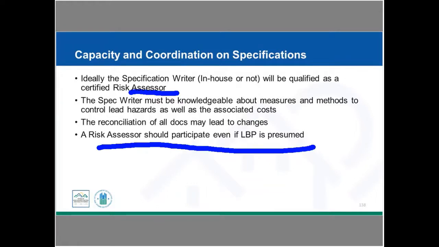And the reason you want to do that is because you still need to have a work write-up that has a scope of work that's going to deal with how you are going to reduce those lead hazards. What is the type of work that you're doing? So if you are presuming in the 5 to 25, you're going to be doing standard treatment. If you're over 25, you're going to be abating all the applicable surfaces. So you still need to have a risk assessor help you write that scope so that you understand what standard treatments are or what abatement is and make sure that that's written up properly.